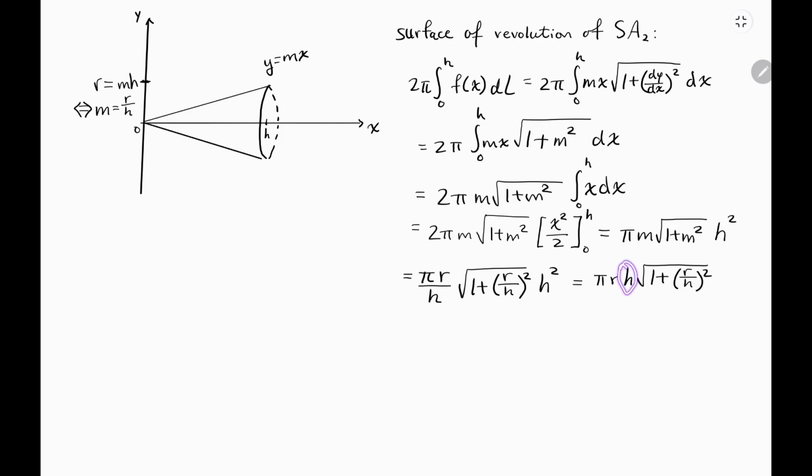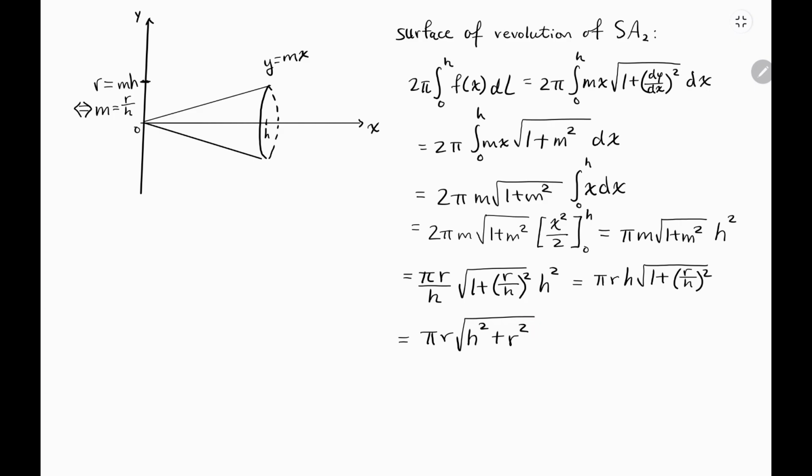And if I take this h and I bring it inside the square root, I have to square the h if I bring it inside. So I have h squared times 1, which is h squared, and then h squared r squared over h squared. Those h squareds will cancel out, so I'm left with r squared.